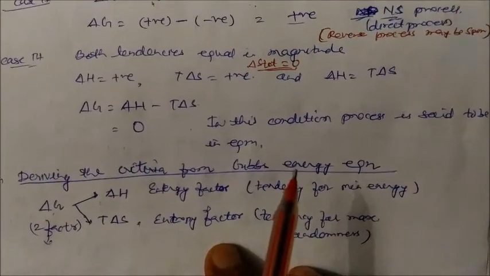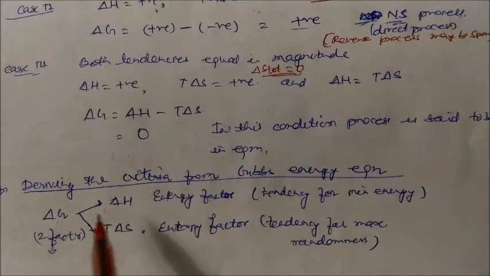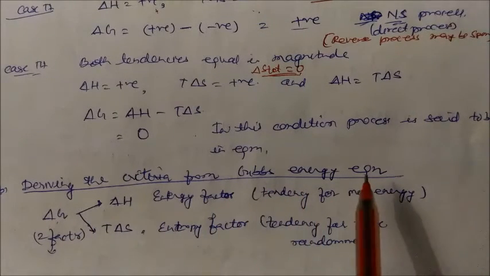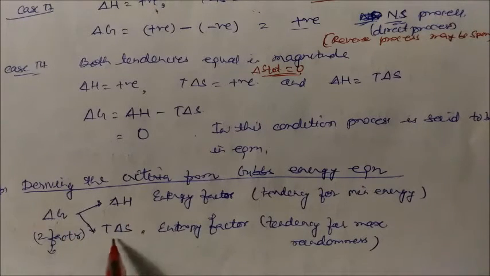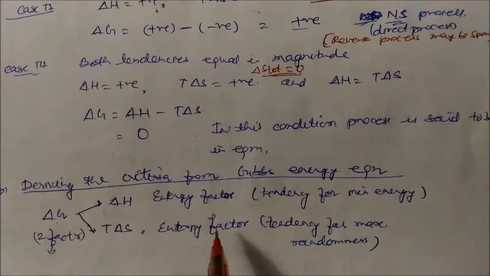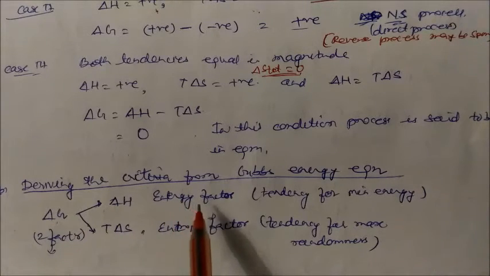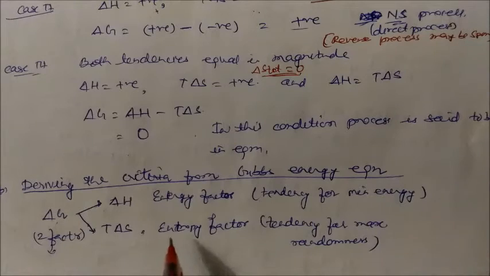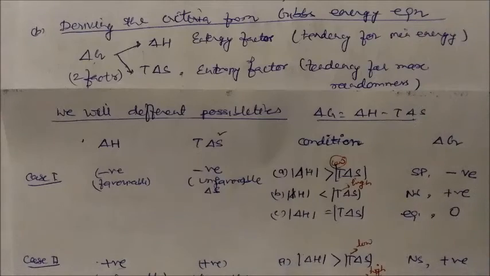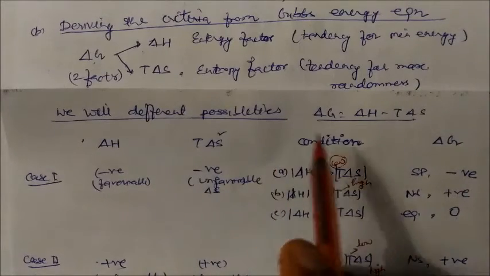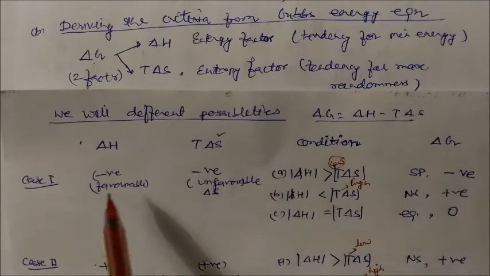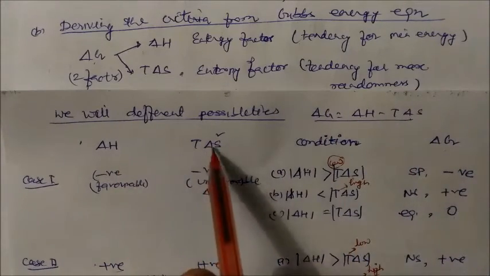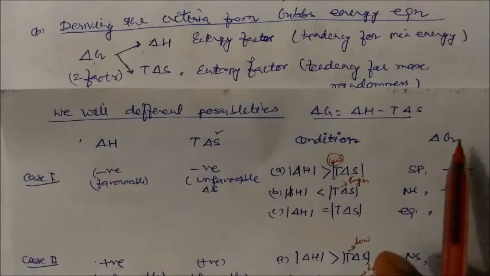Now we will see the second criteria, deriving the criteria from the Gibbs energy equation. So again, Gibbs has two factors, delta H and T delta S. This is the energy factor and this is the entropy factor. This factor has a tendency for minimum energy, and this factor has a tendency for maximum randomness. Then we will have different possibilities of this equation. Delta G is equal to delta H minus T delta S. So I have written it in this form: this is delta H, this is T delta S, and these are the conditions, and this is delta G.